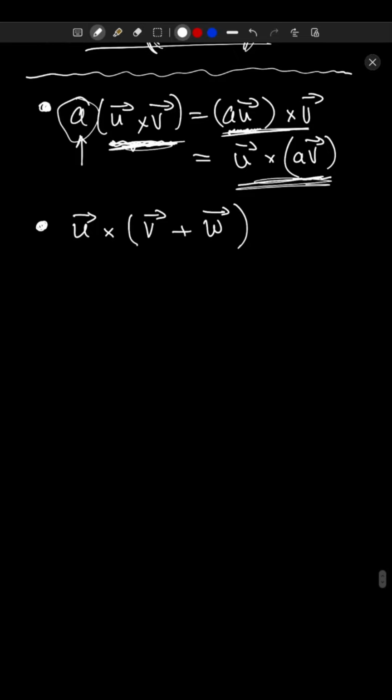All right, in any case, I pretty much hinted the distributive law does work. U cross V plus U cross W. So you could do the addition first and then the cross product, or you can do two cross products and then add. All right. Okay, this one I'm not going to explain why it's true. Probably it's easier to see why it's true once we talked about the algebraic definition of the cross product.